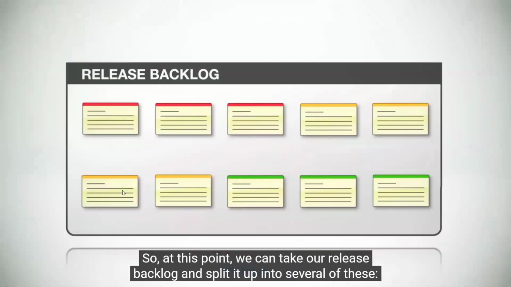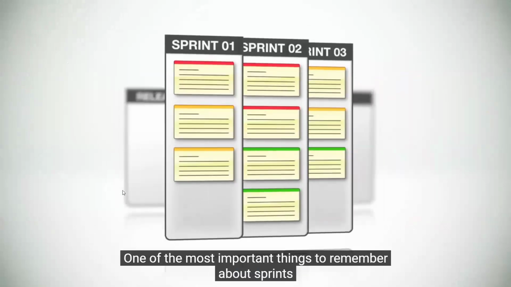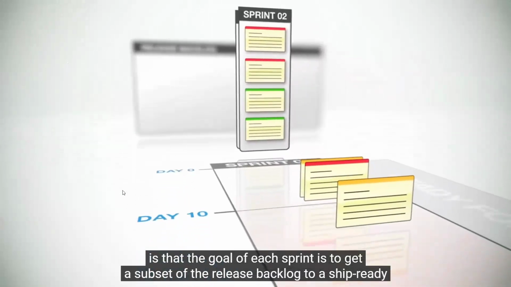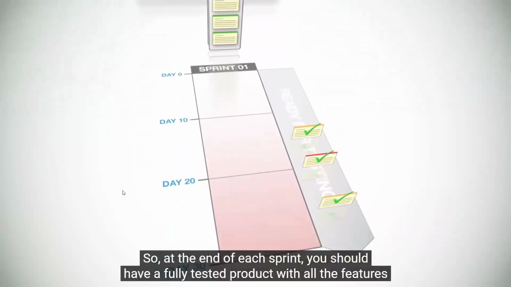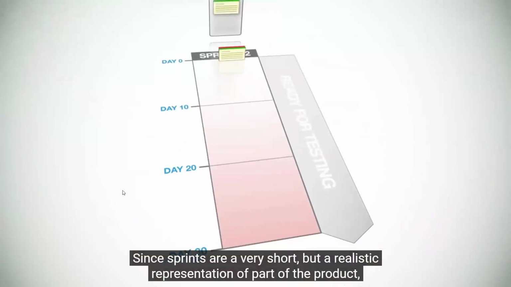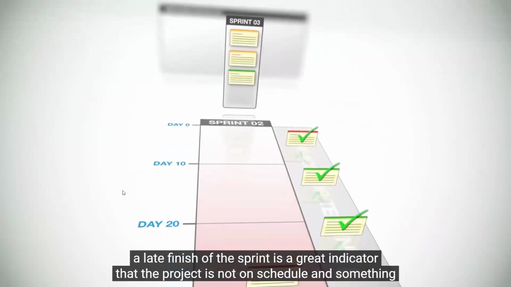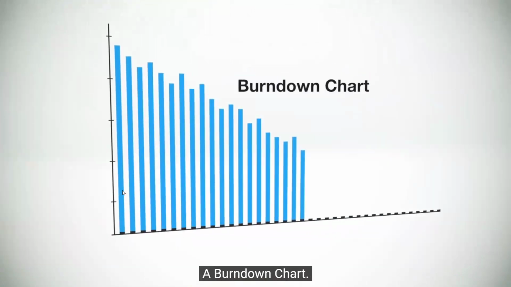So at this point, we can take our release backlog and split it up into several of these sprint backlogs. One of the most important things to remember about sprints is that the goal of each sprint is to get a subset of the release backlog to a ship-ready state. So at the end of each sprint, you should have a fully tested product with all the features of the sprint 100% complete. Since sprints are a very short but realistic representation of part of the product, a late finish of the sprint is a great indicator that the project is not on schedule and something needs to be done. Therefore, it's extremely important to monitor the progress of each sprint with this, a burndown chart.